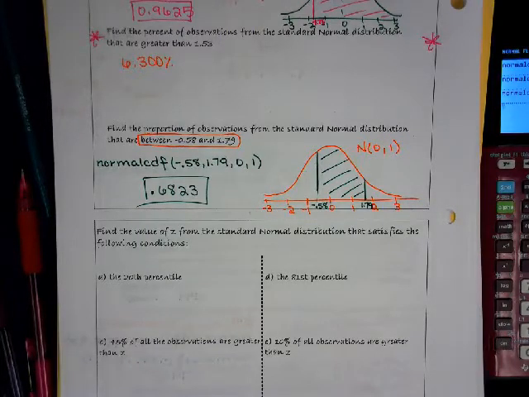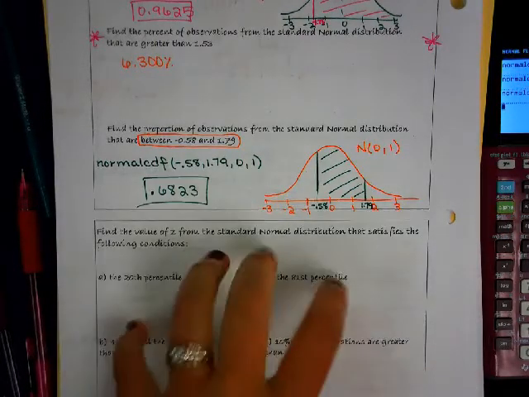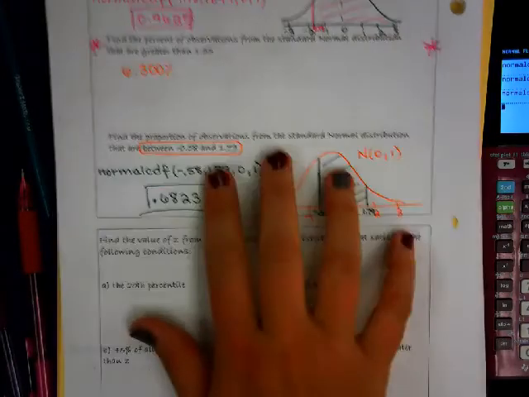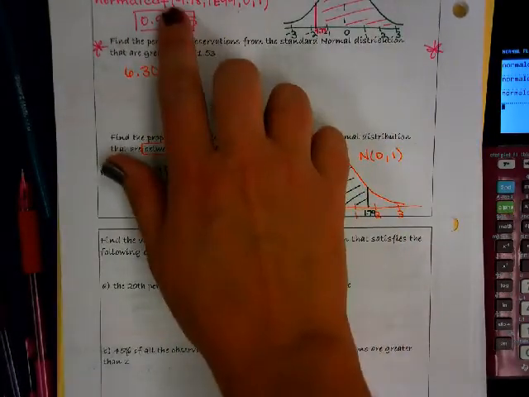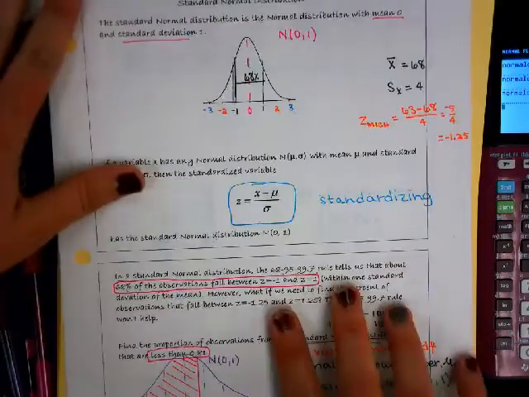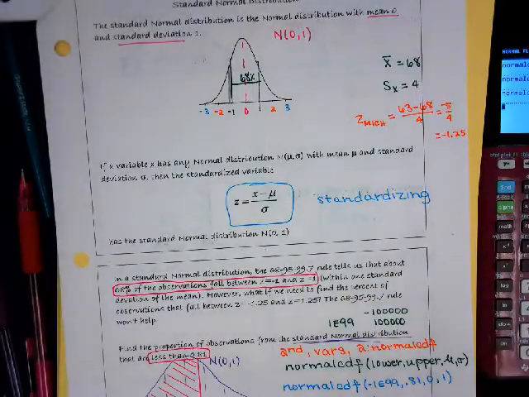All right, so you also have to be able to go backwards, which is what these problems are down here. So up here, when we're working with the standard normal distribution, I'm going to flip back. Yesterday I told you really what it is we're just looking at z-scores in the standard normal distribution.